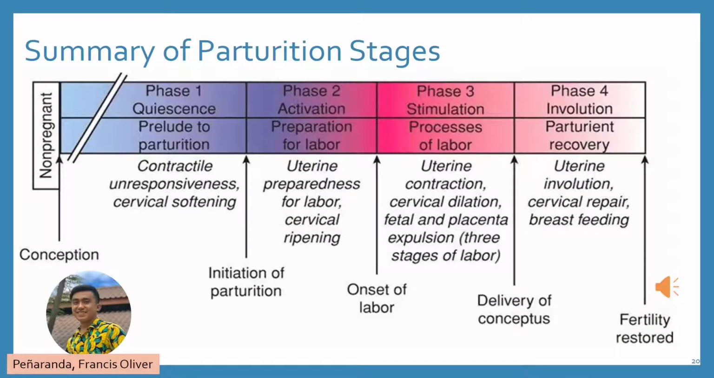Phase 1, quiescence, the prelude to parturition: contractile unresponsiveness, cervical softening. For phase 2, activation, preparation for labor: uterine preparedness for labor, cervical ripening. In phase 3, stimulation, the processes of labor: uterine contraction, cervical dilation, fetal and placenta expulsion.